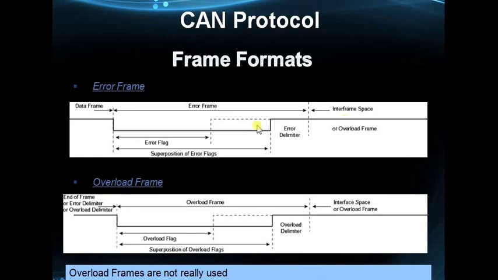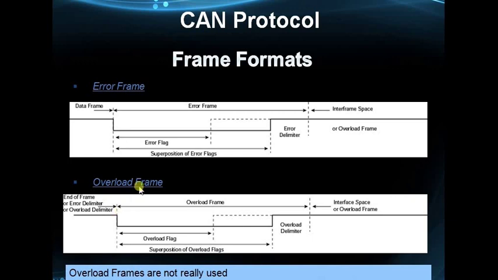Basically each node will send 6 consecutive dominant bits followed by 8 recessive bits. So this is the active error frame. Then coming to the passive error frame, the nodes which are more corrupt send it. I will tell you exactly what the error count is. Based on the error count, they will become active error or passive error. In the next slide, we will probably discuss how they send the active error frame and the passive error frame.